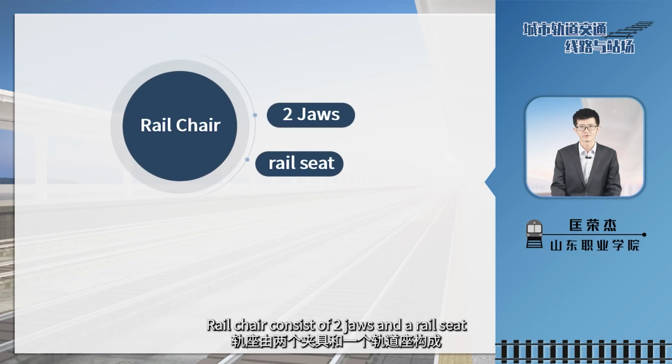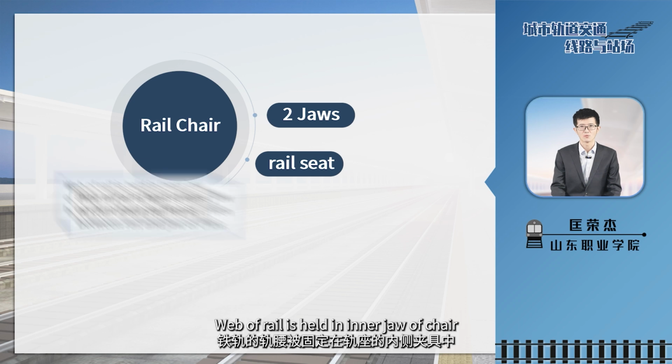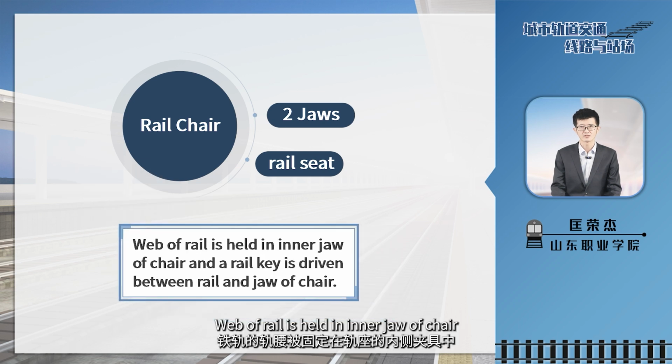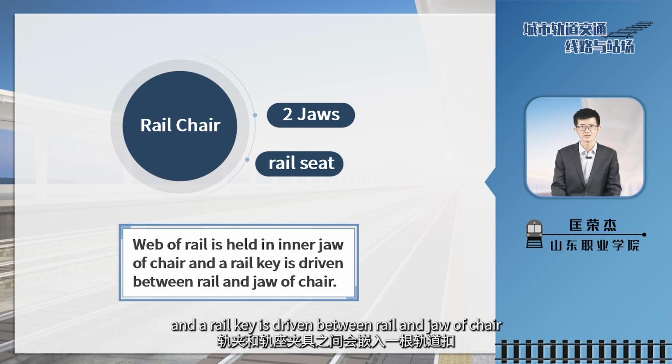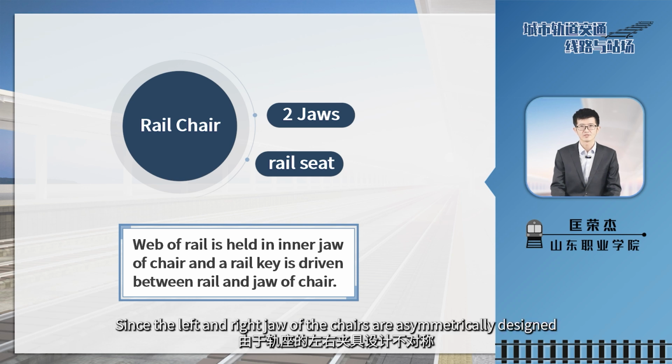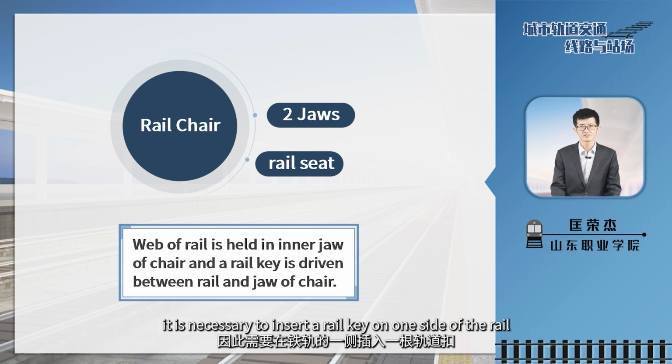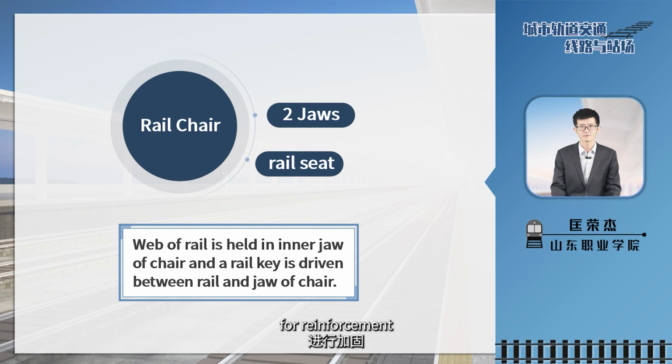Rail chair consists of two jaws and a rail seat. Webs of the rail is held in the inner jaw of the chair, and the rail key is driven between the rail and the jaw of the chair. Since the left and right jaw of the chair are symmetrically designed, it is necessary to insert a rail key on one side of the rail for the reinforcement.